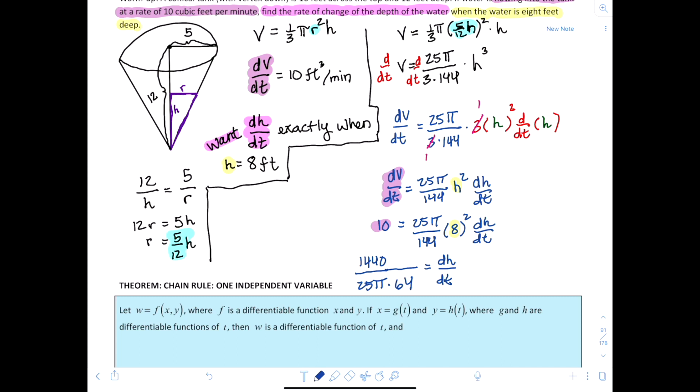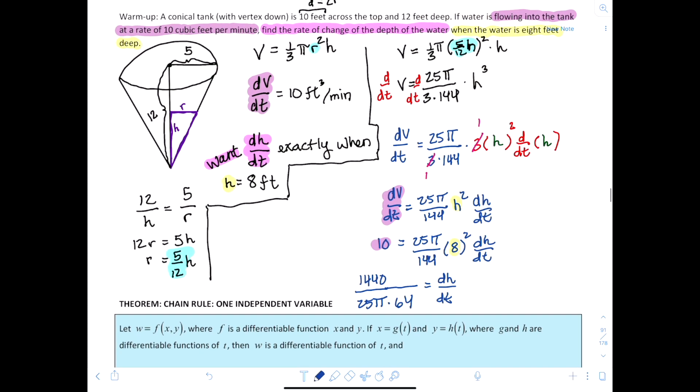All right, so I ended up getting about 0.2865. So we'll end up with dH/dt approximately, let's just go to the nearest hundredth, 0.29, and that would be in feet per minute.